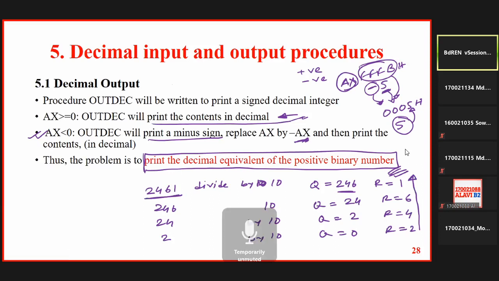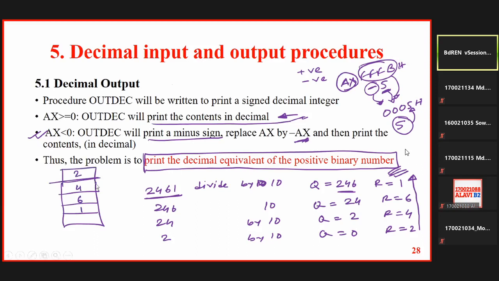So now if I do a stack operation, if this is your stack, and I push after every operation, then 1 will be here, 6 will be here, then 4, then 2, isn't it? Whenever I pop, during the push I'm giving like this, what will be the result? 2, 4, then 6, 1.